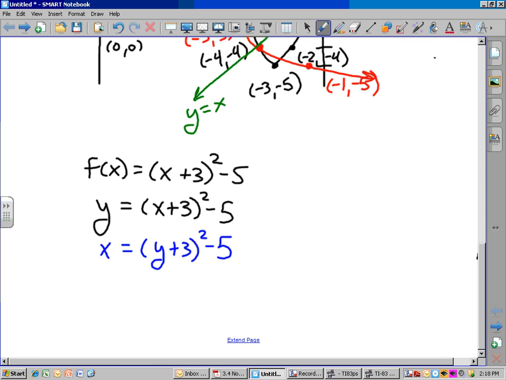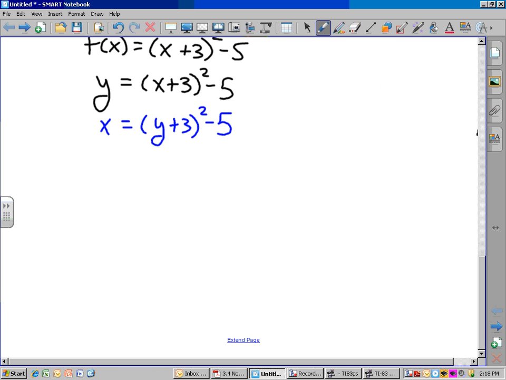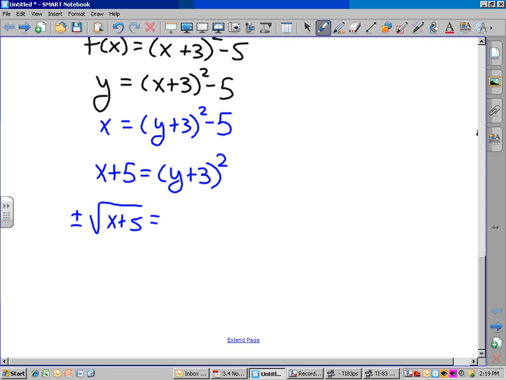Now, in order to put it in the right form, we need to get y by itself. We get y by itself, we can then replace y with the inverse notation. So, first step, we'll add 5. And now we have to get rid of a square. In order to get rid of a square, we will take the square root. So the square root of both sides. And if you take a square root and there is an equal sign involved, you must include a plus or minus.